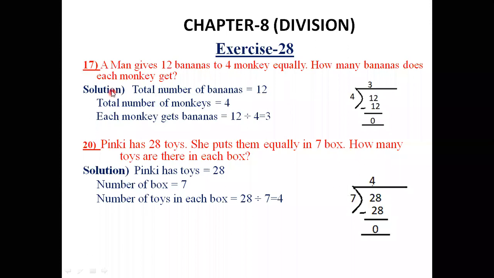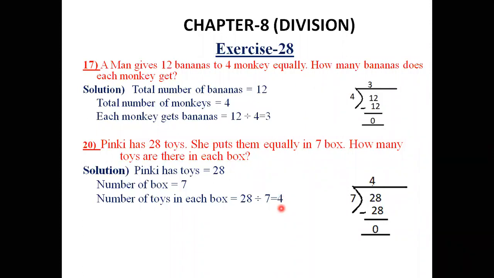Now in this way, here is question number 20. Pinky has 28 toys. She puts them equally in 7 boxes. How many toys are there in each box? Now Pinky has toys is equal to 28. Number of boxes are here 7. Now children, how many toys come in 1 box? For this purpose, we will divide 28 by 7. We get 4 as a quotient.